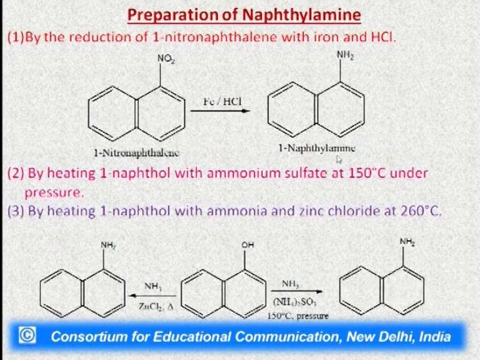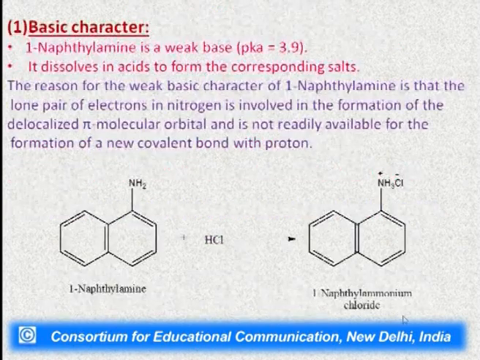This 1 naphthylamine can also be prepared from ammonium sulfite at 150 degrees centigrade under pressure. Further, this naphthylamine can also be prepared by heating alpha naphthol with zinc chloride at 260 degrees centigrade. Here in this reaction we have shown alpha naphthol on reaction with ammonia, and on the right side we have shown the reaction with the ammonium sulfite under pressure, and on both sides we are getting 1 naphthylamine.